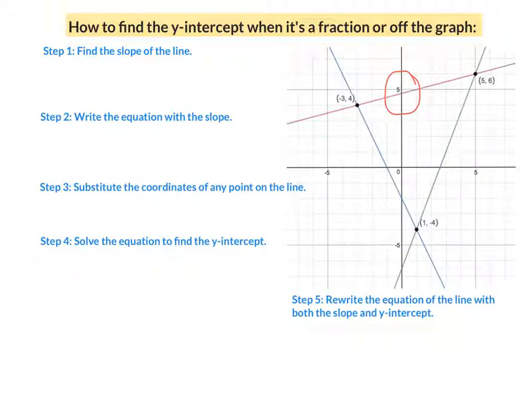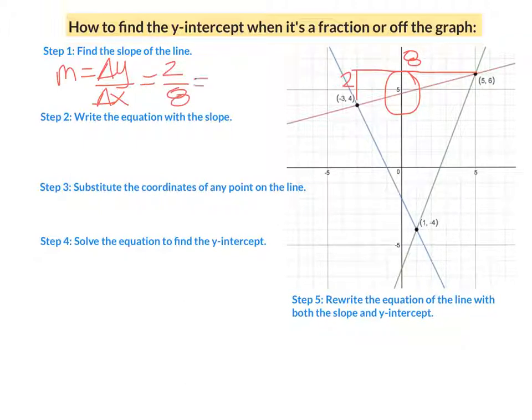So let's draw our slope triangle here from -3, 4 up to 5, 6. We know to find our slope we need our change in y divided by our change in x. Our change in y is 2, and our change in x is 8. Our line is positive, so our slope will be 2 over 8. We do want to simplify that to 1/4.